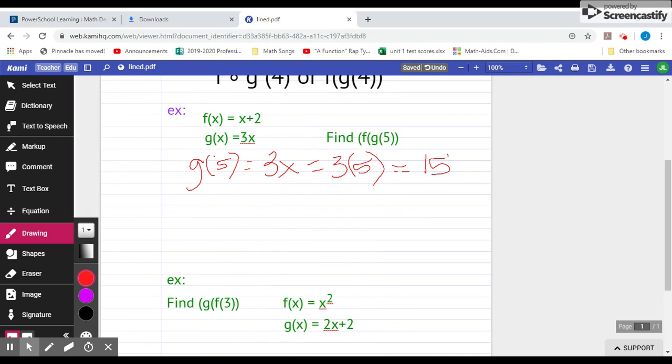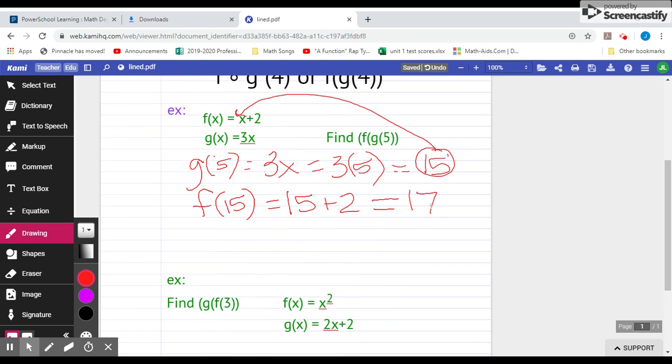Then my second step is to put that answer into the f of x equation. So I'm going to find f of 15, which is just 15 plus 2. I take my 15, put it into the x in the f equation, and solve. 15 plus 2 gives me 17. So we can say for our answer that f of g of 5 is equal to 17.